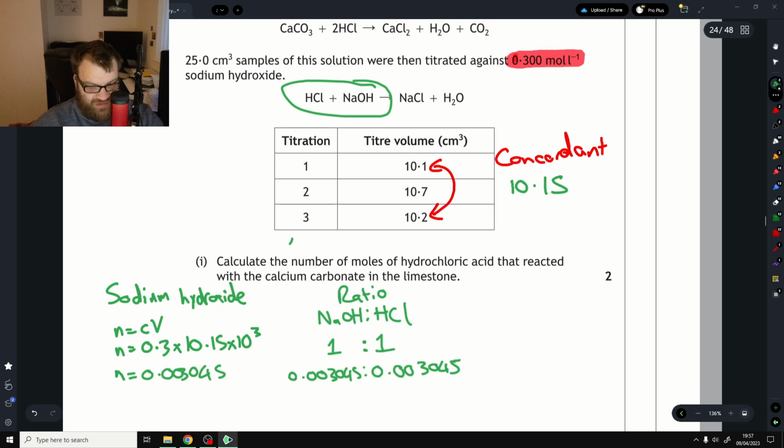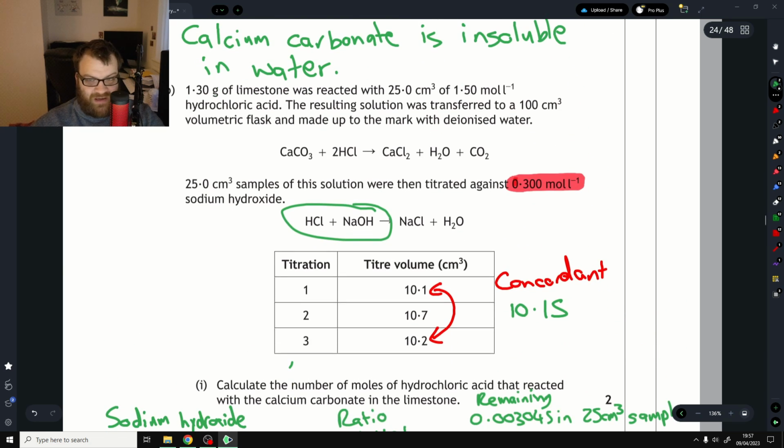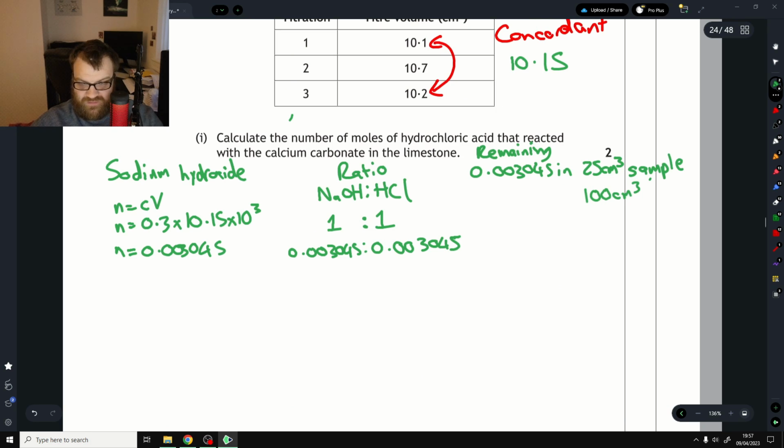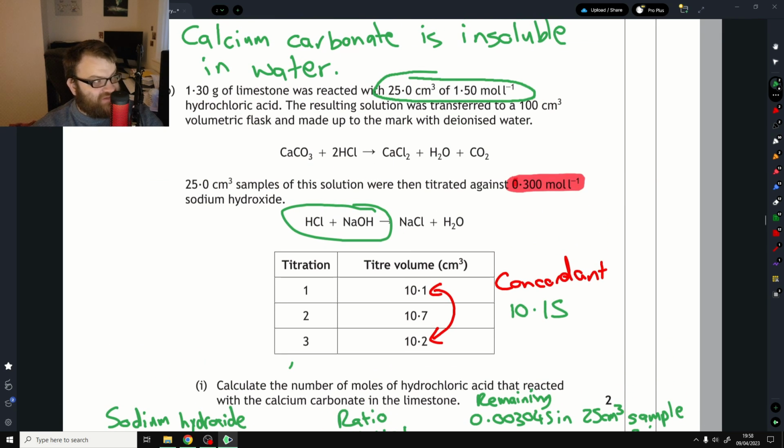Now, this is the stuff that's remaining. So there are 0.003045 moles remaining. With these questions, we need to look at the scaling factors in it. This was for a 25 centimetre cubed sample. If we go up, this came from a 100 centimetre cubed flask. This means that in 100 centimetres cubed, we're going to end up with 0.01218 moles. We added 25 centimetres cubed of 1.5 mole per litre hydrochloric acid.